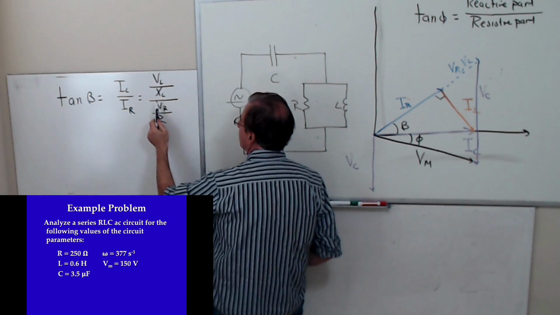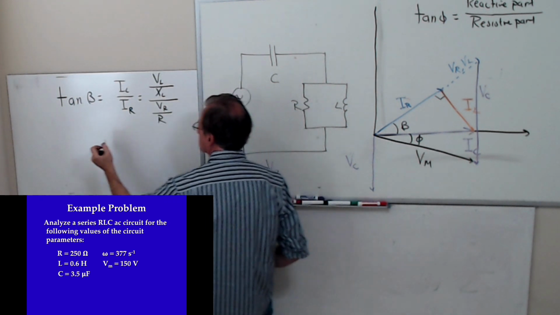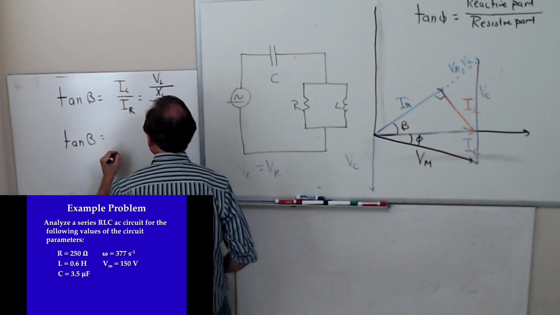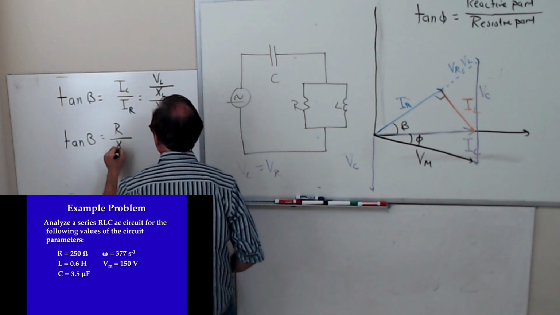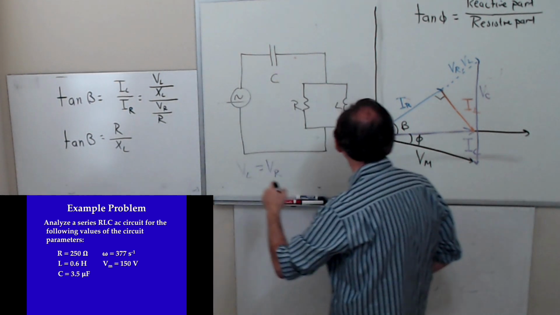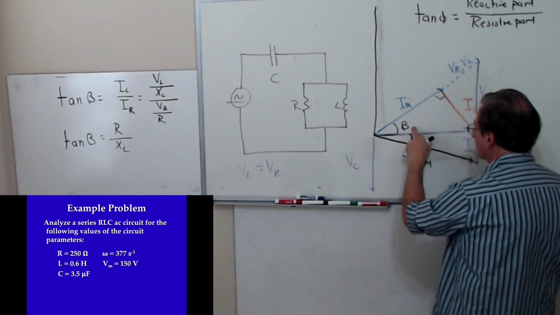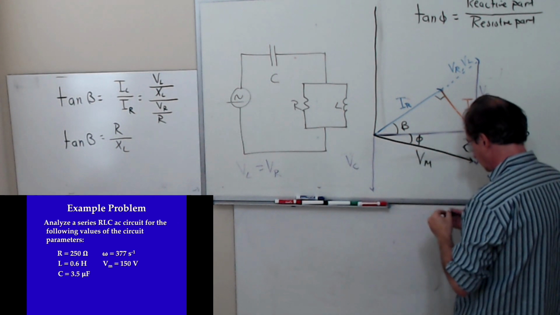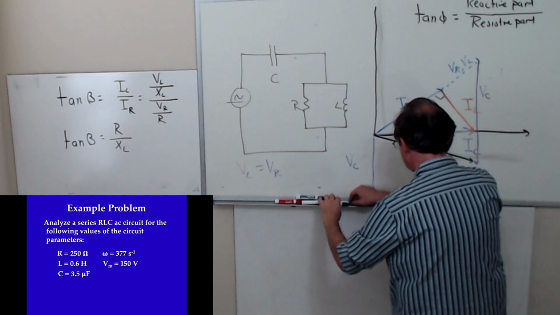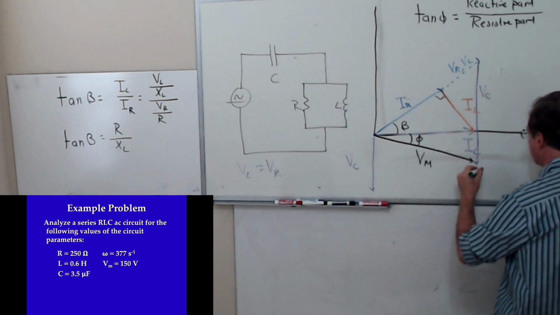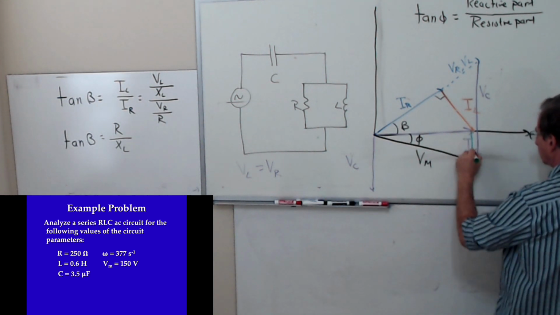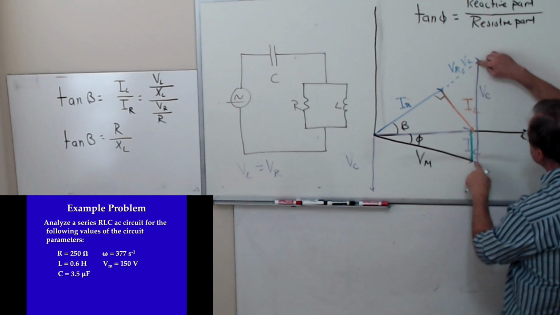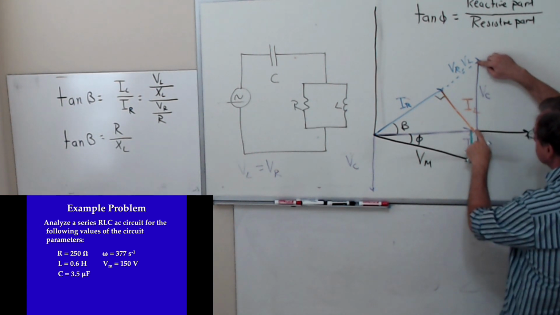And since they both have the same voltage across them, you can say tangent of beta is R over X sub L. So if you know those, then you can figure out this angle. And then this y component is just going to be this minus this.